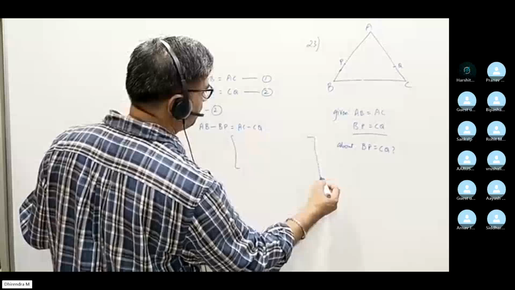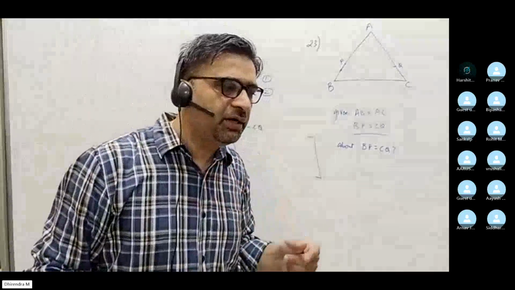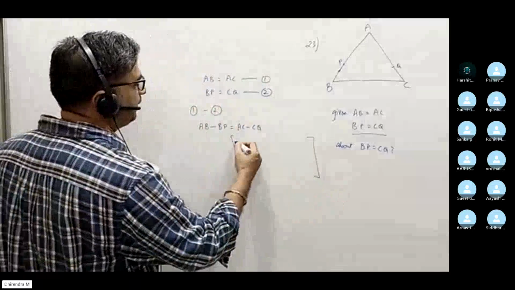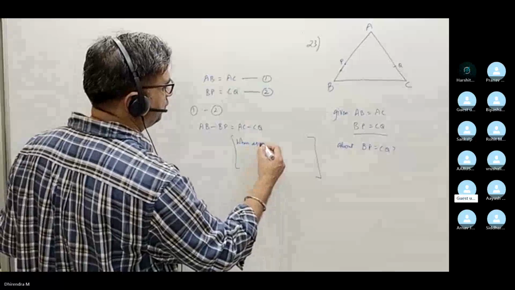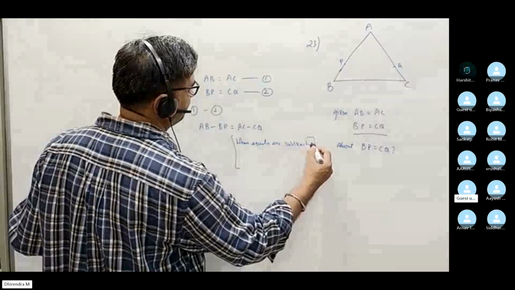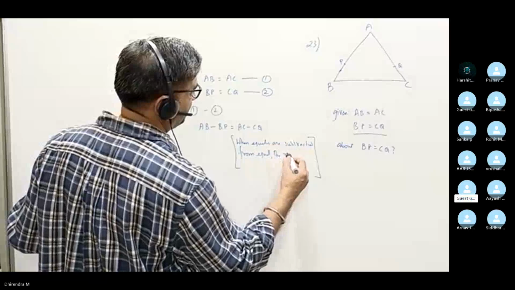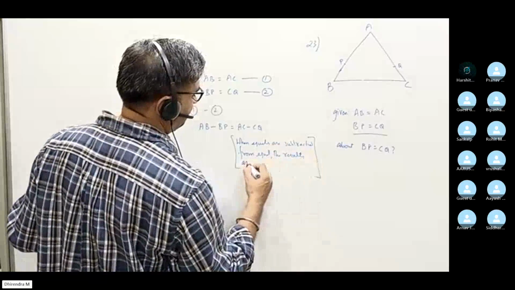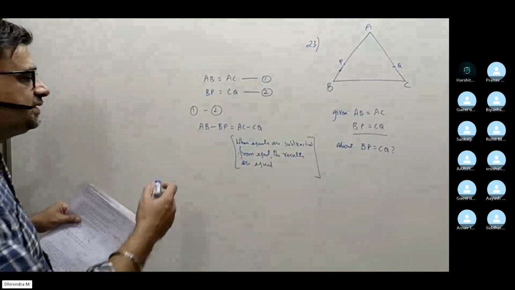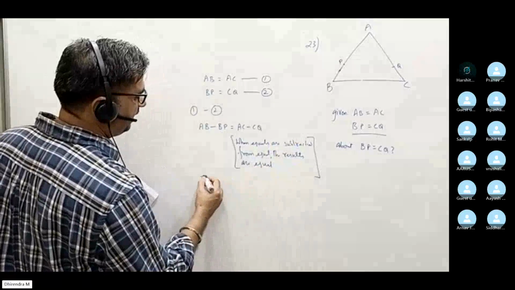And the axiom that you need to write, this is important, folks. The answer is all 0 if you don't write this. At least if I am the evaluator, I'll give 0 marks to somebody who doesn't write what I'm going to write here now. What is it? When equals are subtracted from equals, the results are equal. You can probably draft this in your own way, but this is the axiom. This is a Euclid axiom. When equals are subtracted from equals, the results are equal.